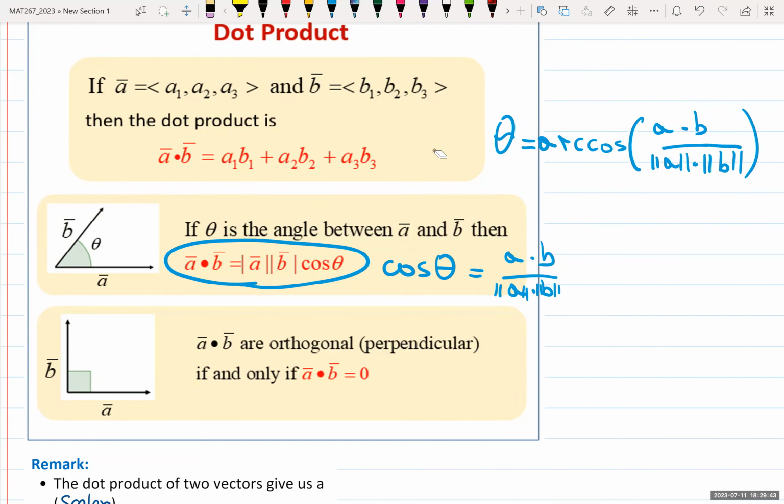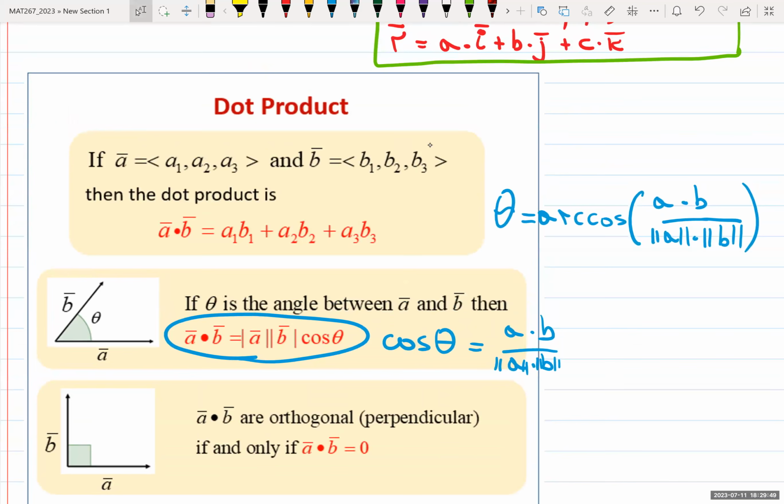So on a test, we might ask you to find the angle given 2 vectors. That's important. Also, do you understand the difference between U dot V versus U times V, where U and V are magnitudes? Let's practice that.